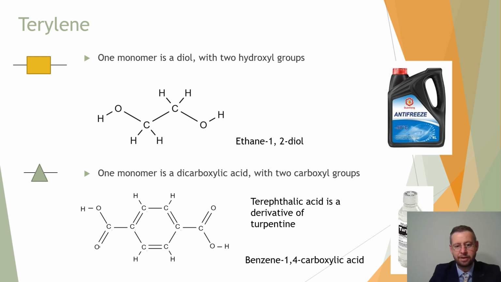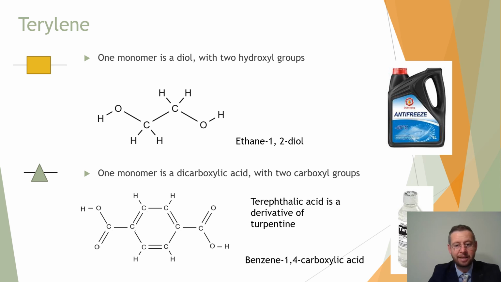Now, the other monomer is a dicarboxylic acid. In this case, terephthalic acid. This is a derivative of turpentine, which is itself a product of pine trees. It's got this benzene ring in the middle, so it's benzene-1,4-dicarboxylic acid. So it has the 2 carboxylic acid groups on either side.